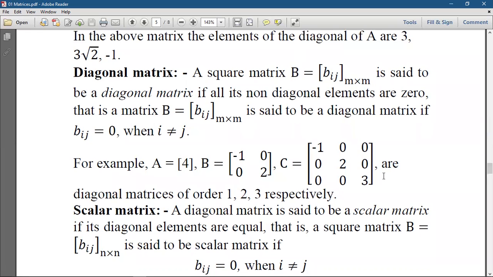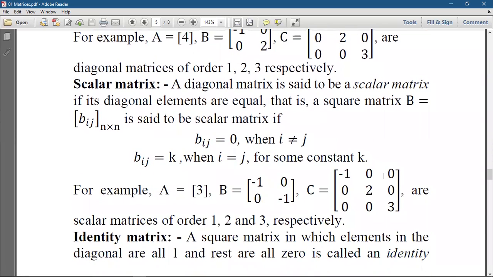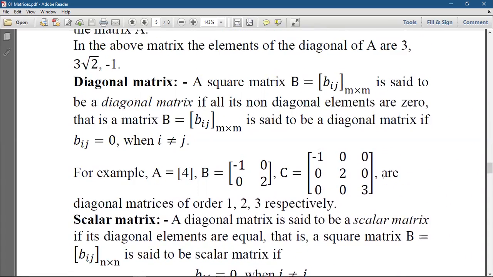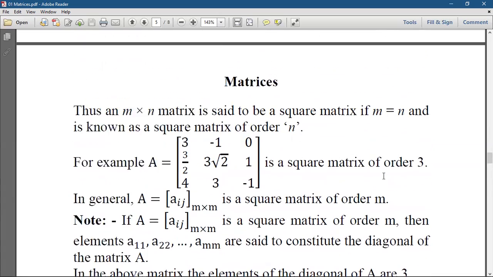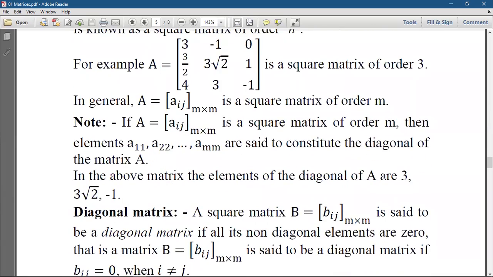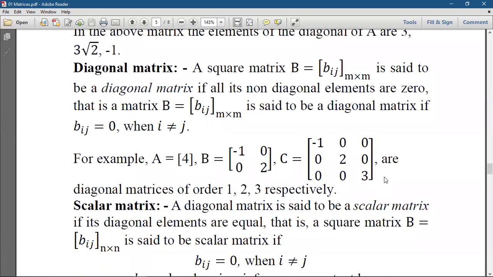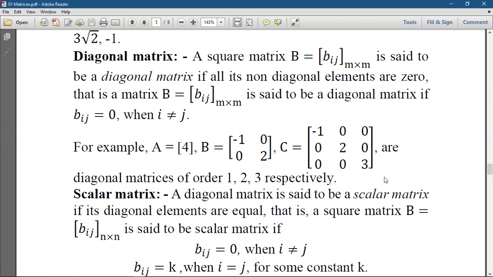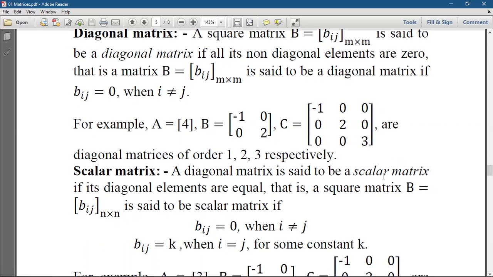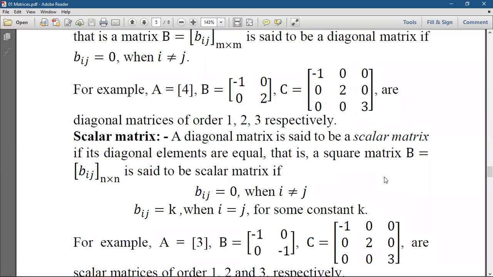This is very simple. Now look, all of these are related. First one is the square matrix. A square matrix contains diagonal matrices. A square matrix has some restriction to become a diagonal matrix. A diagonal matrix has some restriction to become a scalar matrix. That means a scalar matrix is a subset of a diagonal matrix, a diagonal matrix is a subset of a square matrix, and a square matrix is a subset of a matrix. That means all scalar matrices are square matrices, but all square matrices are not scalar matrices.